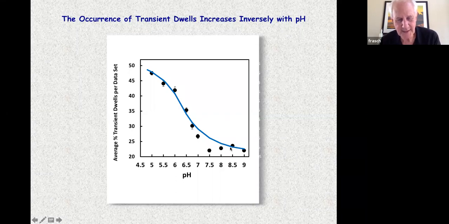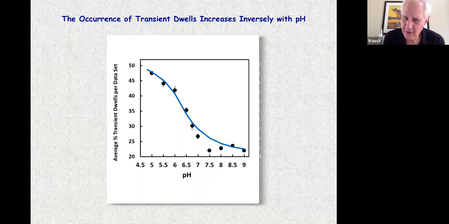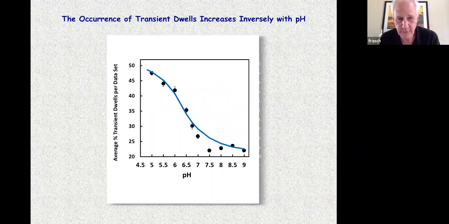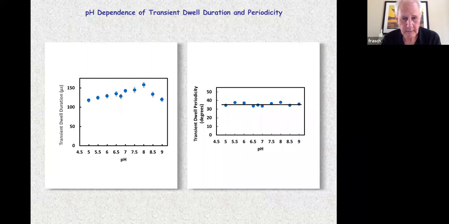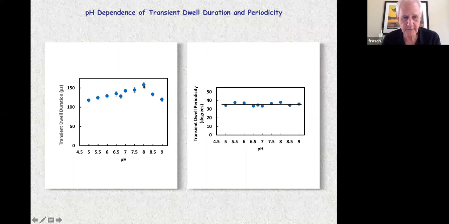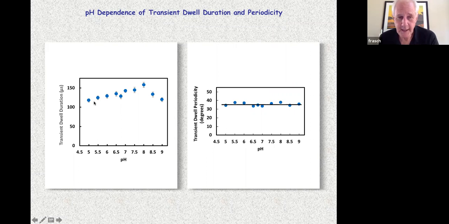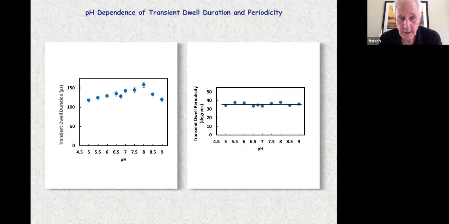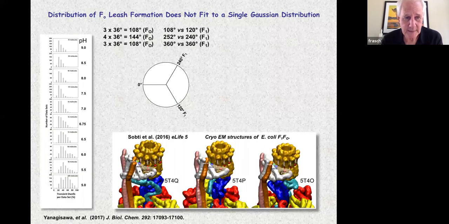Now the blue curve is a Henderson-Hasselbalch curve, but you can see it doesn't fit all that well. That's because there are many more than just one protonatable group responsible for this dependence. Over the pH range, you can see it stays 36 degrees, doesn't really change much. The duration of the dwell does change a little bit, but it goes from about 120 microseconds up to as long as 150 microseconds. Now, the one thing to note is that this is comparable to the duration that is observed during ATP synthesis. So again, we're seeing something that we would see during ATP synthesis.